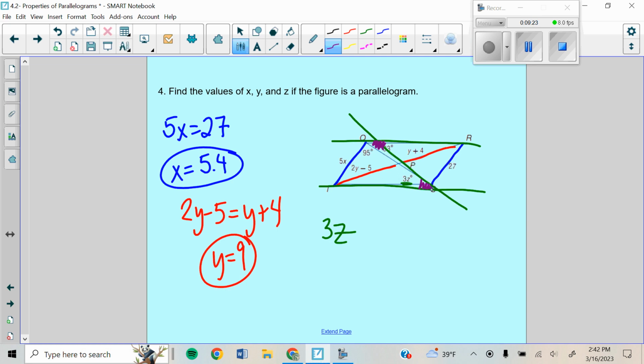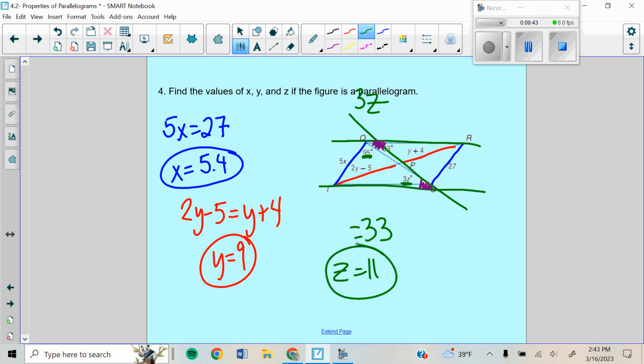So 3z is going to be equal to 33, not equal to this 95. Don't make that mistake. It's a super common one that people make, where they'll equate it to the one on the same side. All right, so z equals 33, z equals 11.